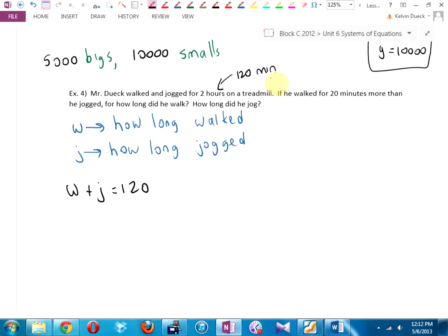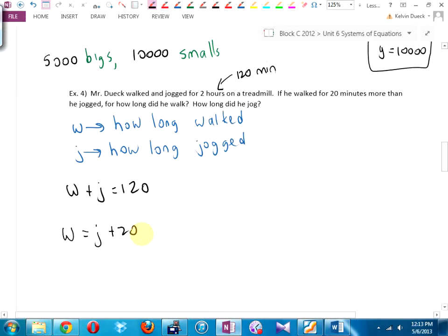If he walked. Stop. Right? 4, I think that's actually saying, put an equal sign. Keep reading. For 20 minutes more than he jogged. I said to you, when you come to a phrase that has more than or less than or greater, read backwards. So, jogged, 20 more than.